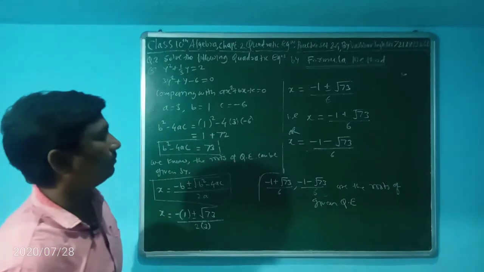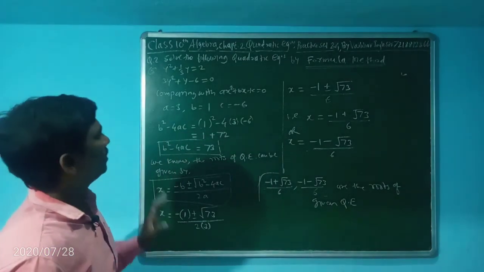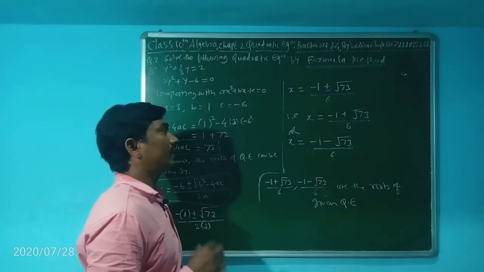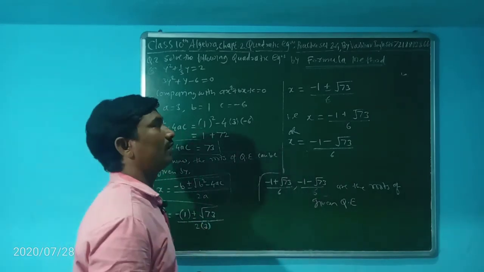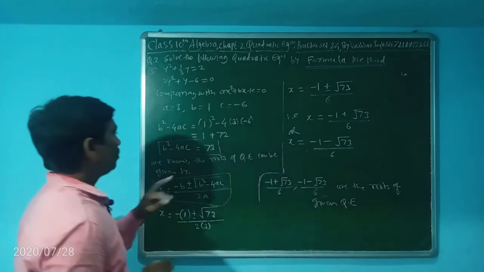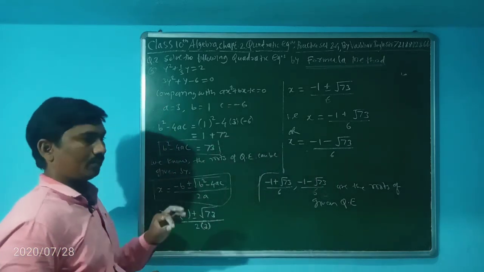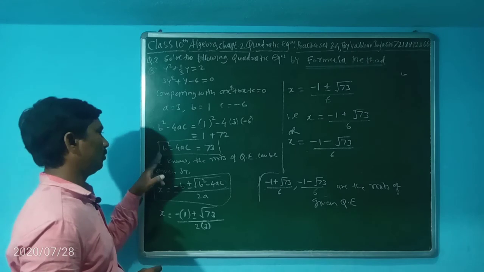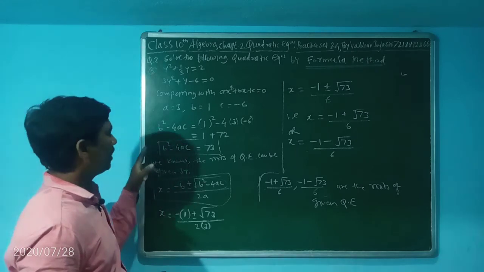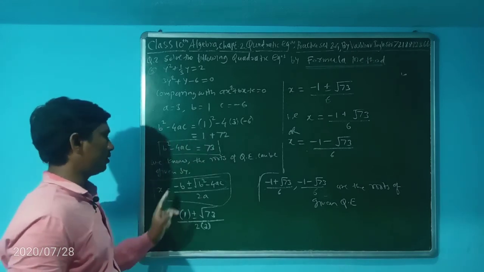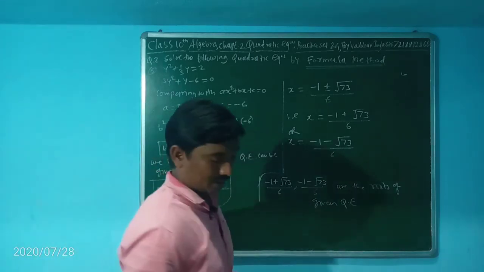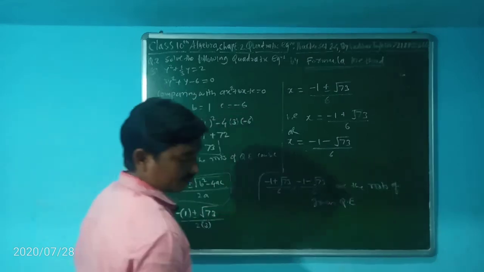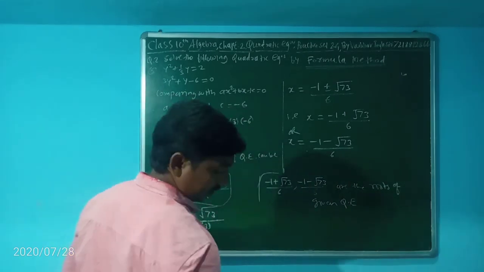Okay, in this way, if you think, for the 5 examples we have solved, only 2 steps you have to go through. Just find b square minus 4ac and then put all values in this formula and just go on simplifying. Okay, now we'll go for the last example, 5x square plus 13x plus 8.